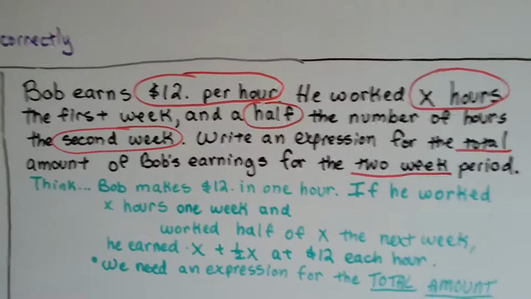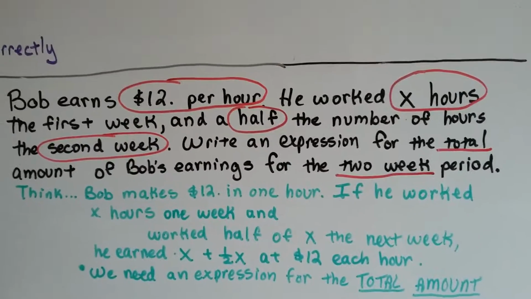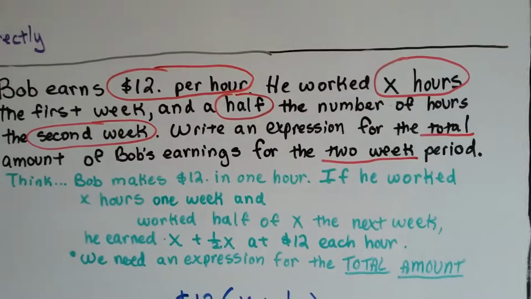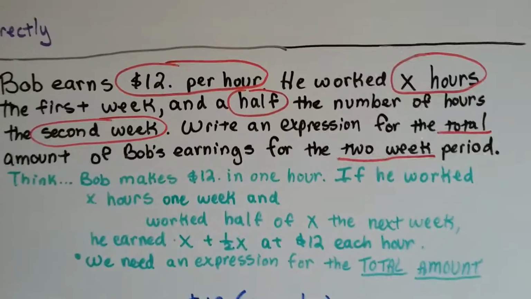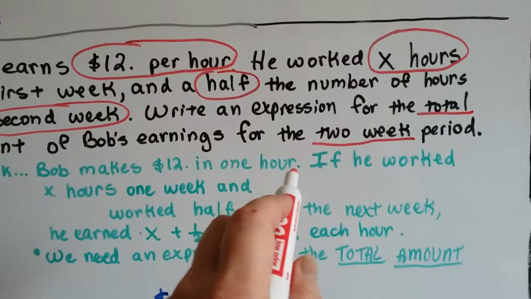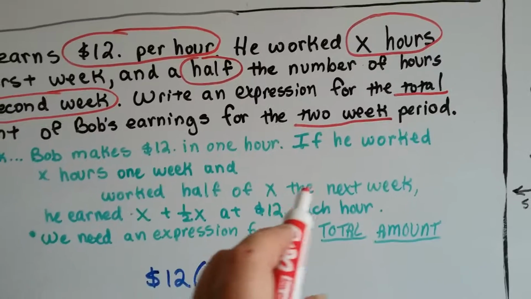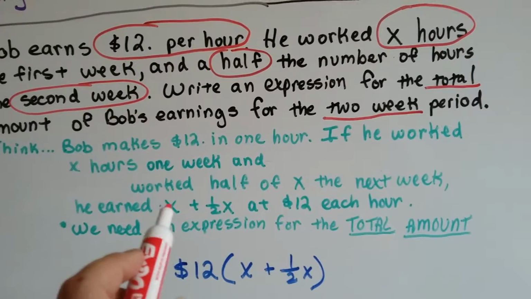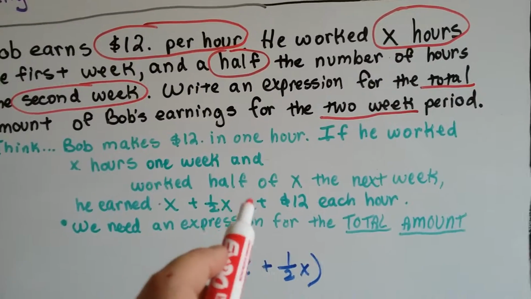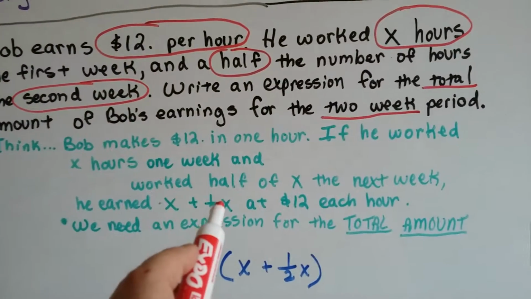Take a look at this one. Bob earns $12 per hour. He worked x hours the first week and half that number of hours the second week. Write an expression for the total amount of Bob's earnings for the 2-week period. All right. Well, we know he makes $12 in 1 hour. And if he worked x hours 1 week and he worked half of x the next week, then that means he did x plus half x at $12 each hour. See? So this is 1 week, and that's the second week.